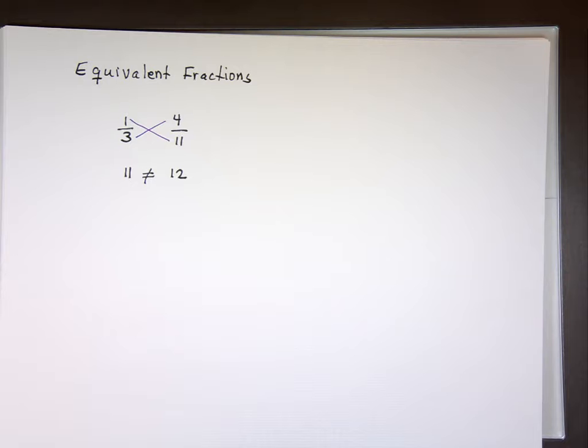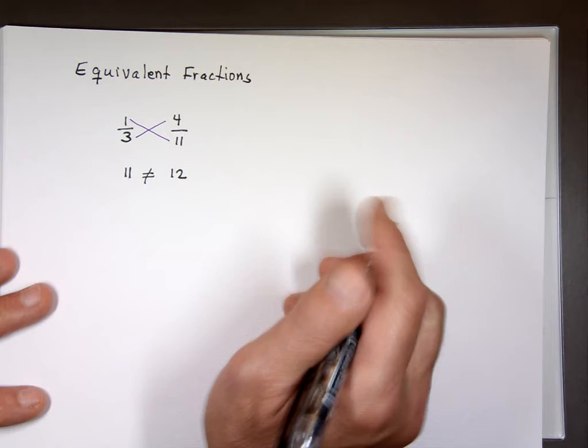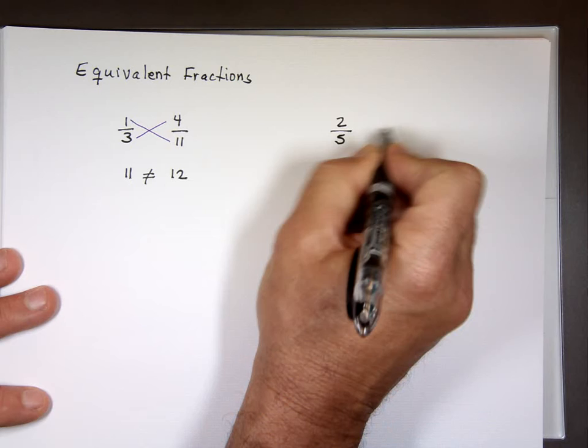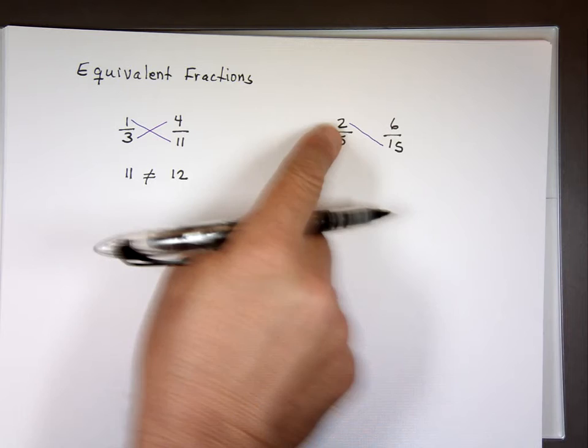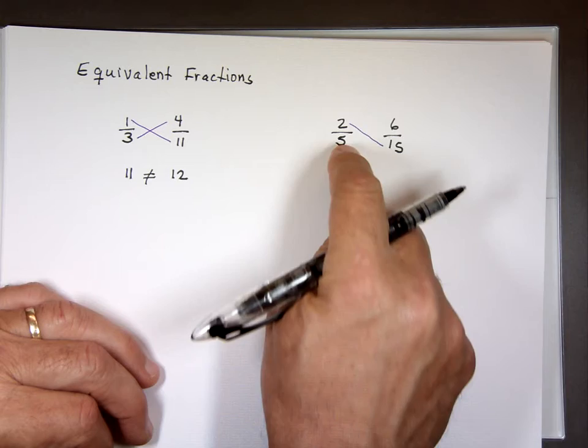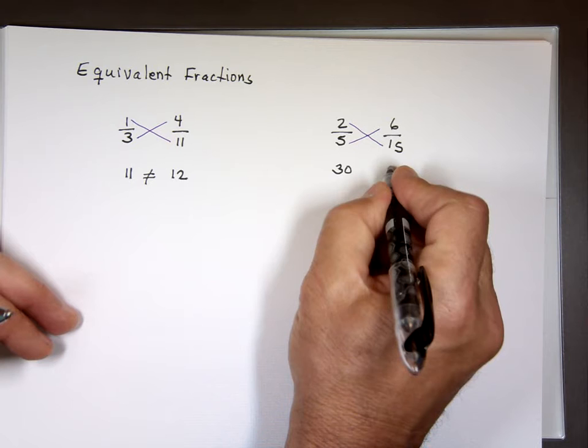Now, if I look at 2/5 and 6/15, let's cross multiply. 2 times 15, notice the 2 is the top number. 2 times 15 is what? 30. I'll put the 30 where the top number is. 5 times 6. 6 is the top number. I'm going to put the 30 there. Are they equal? Yes.